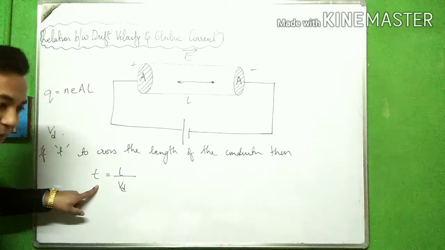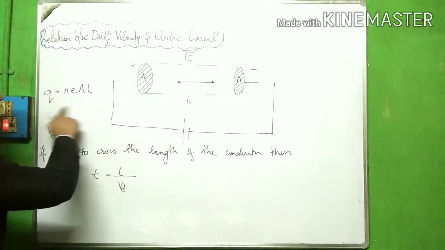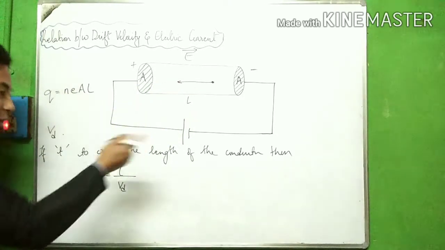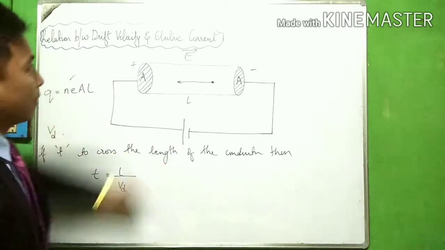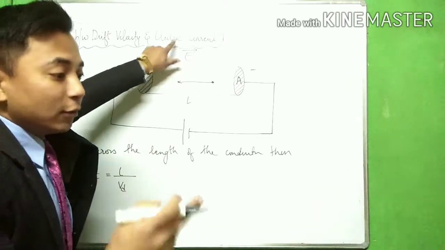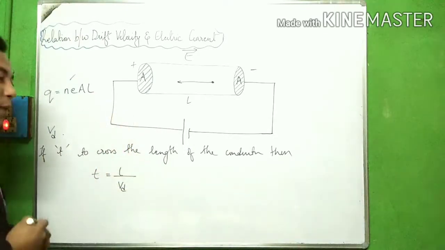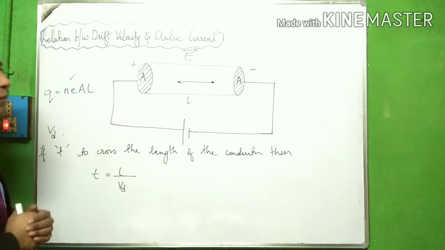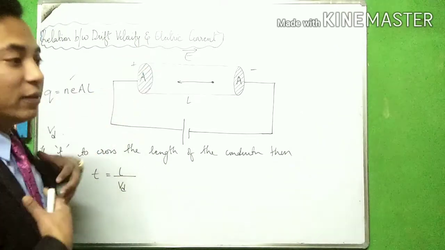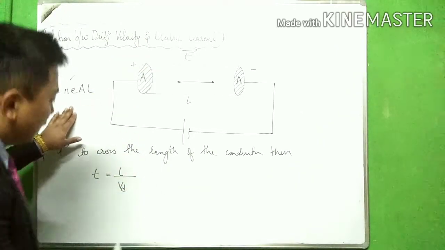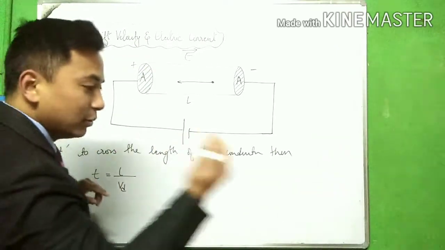Now, the total charge in the conductor is the number of free electrons times the charge. Why free electrons? Because we are talking about electric current. What was electric current? Flow of electrons, not conventional current. I have already explained these things in the previous video. So why are we concerned with drift velocity? Because drift velocity is related to electrons.